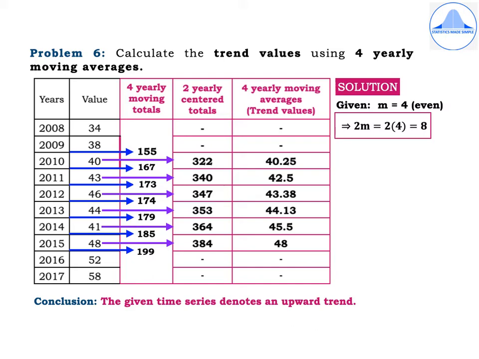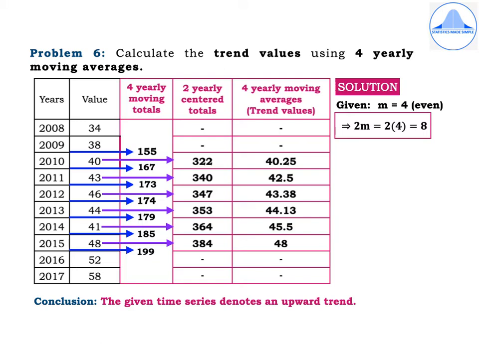So in the table form 3 more columns, that is 4-yearly moving totals, 2-yearly centered totals and 4-yearly moving averages, which are nothing but the trend values. Let us first find out the 4-yearly moving totals by adding 4 values at a time and centering them corresponding to their middle year. So first I'll add 34, 38, 40, 43 and I'll get the total as 155 and write it corresponding to the middle year, that is between 2009 and 2010.